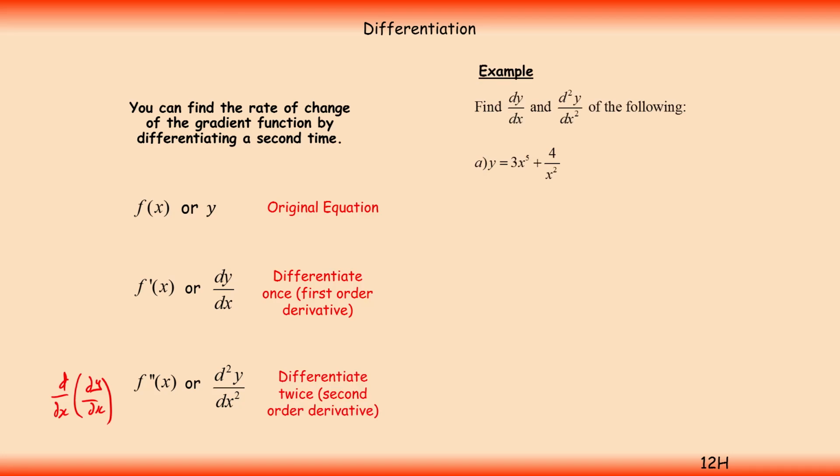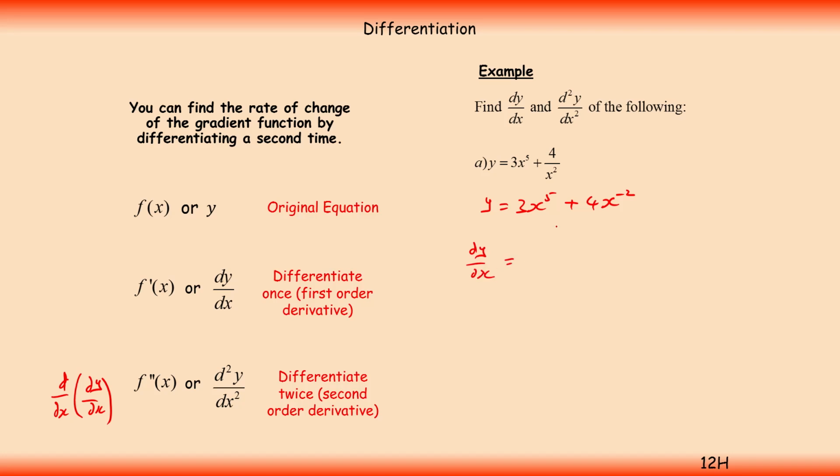Right, so we've got to find the first order derivative and the second order derivative of this function y, which is equal to 3x to the power of 5 plus 4x squared. First, I'm going to rewrite this as y is equal to 3x to the power of 5 plus 4x to the power of minus 2. Much easier to differentiate. So let's find its gradient, dy by dx.